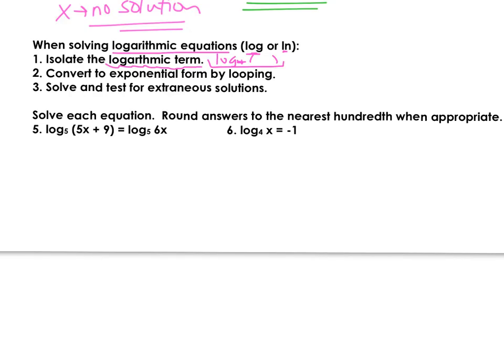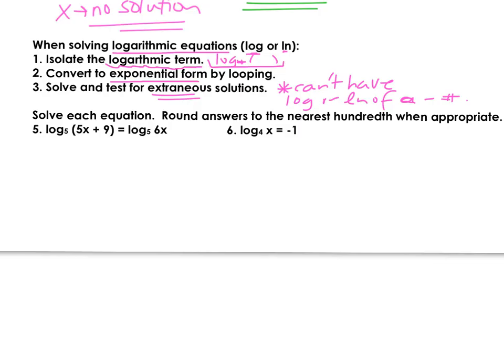From there, step 2, we're going to convert it to the other form. So we'll convert back to exponential by looping. From here, we'll have to either use our power chart or guess and check to determine what value makes our variable a true statement. Once we solve, we're going to test for extraneous solutions. And what we're looking for with that is when we plug our value back in for x, we can't have either log or ln of a negative number. That kind of value would make, or that kind of equation would make our x value extraneous.